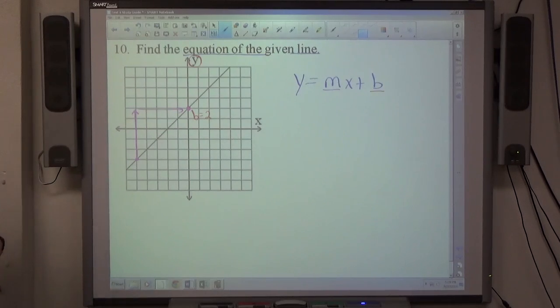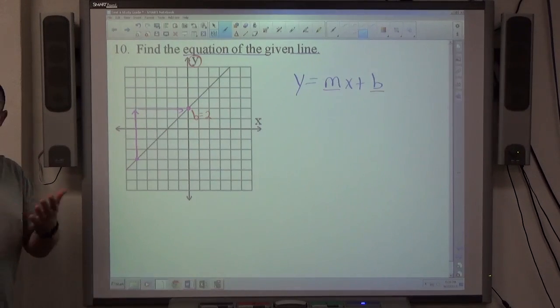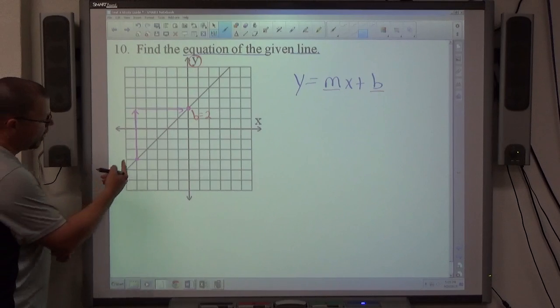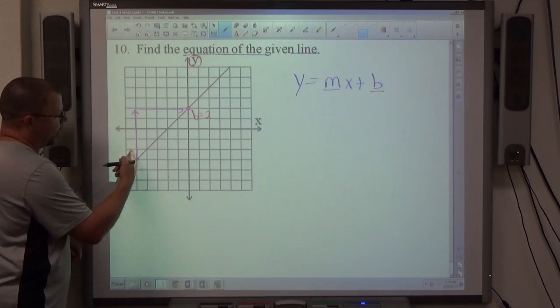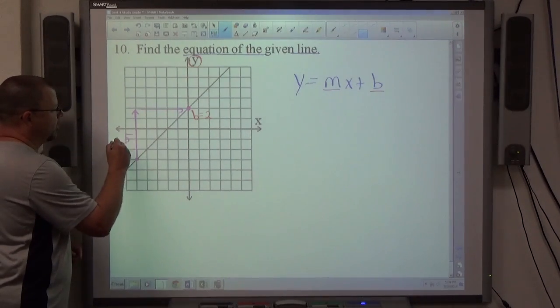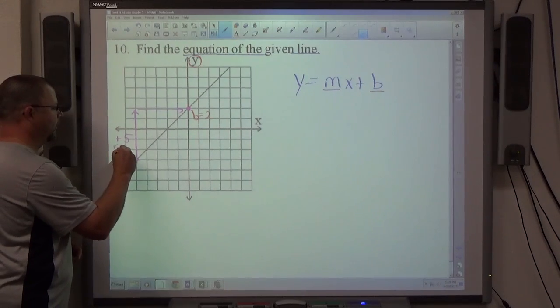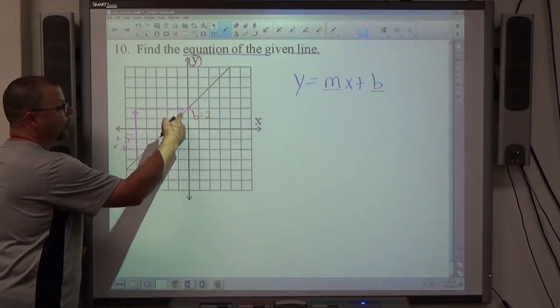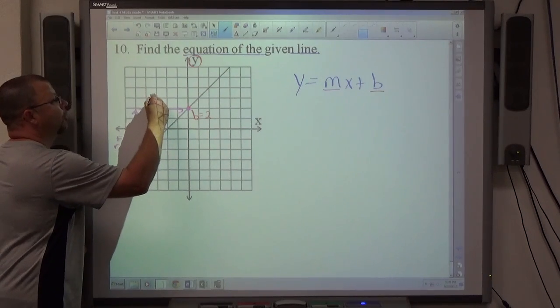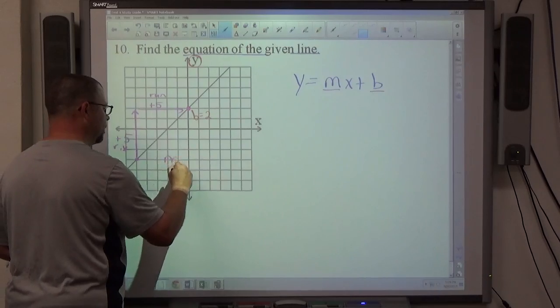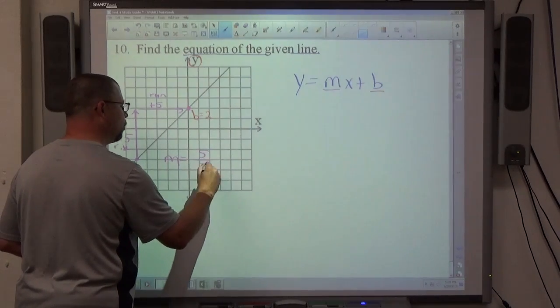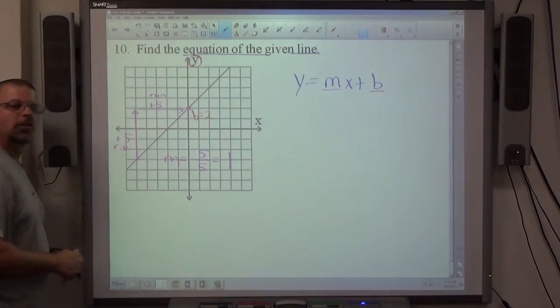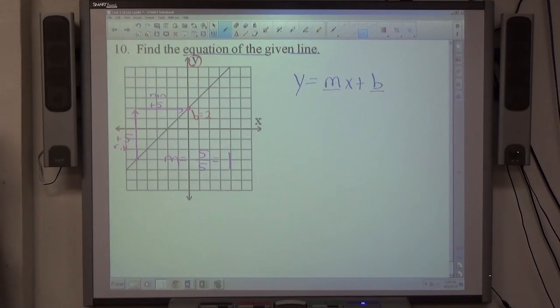And when I move, movements are always directional, so positive or negative depending on direction. So this direction is going up 1, 2, 3, 4, 5 spaces. That's a positive 5 rise. And this direction is to the right, which is positive also, 1, 2, 3, 4, 5 spaces, which is positive 5 run. Slope is rise over run reduced to a whole number if possible. If not, reduce the fraction as much as possible. 5 over 5, both positive, equals a positive 1.